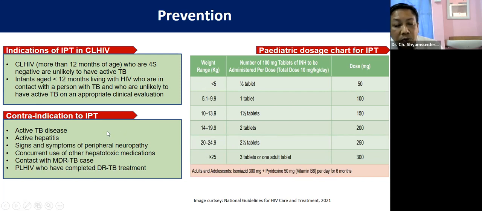There are some contraindications to IPT. When the patient has active tuberculosis disease, of course, we're going to treat the condition. Active hepatitis, because isoniazid is hepatotoxic. Signs and symptoms of peripheral neuropathy. Concurrent use of other hepatotoxic medications, it is going to compound the problem. Contact with MDR tuberculosis patients, CLHIV who have completed drug-resistant TB treatment. So I think this is the end of this slide with this preventive treatment for tuberculosis.